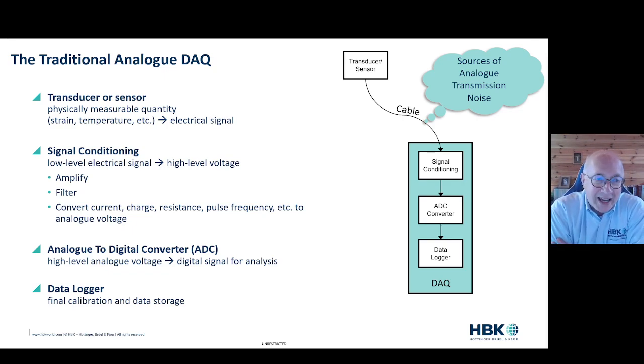That then goes to the analog to digital converter. This takes that high level analog voltage and digitizes it into a digital signal which we can then store. And that's done in the data logger. Usually there's a little bit of final calibration that may be done in the data logger as well. As we calibrate sensors, we don't necessarily change the firmware on a sensor, we probably change the DAC to look at the calibration of that as well. So that's usually done in that little box there. Now, with this, there are actually sources of noise that come in. I'm calling that analog transmission noise, and we're going to have a look at that in a minute.